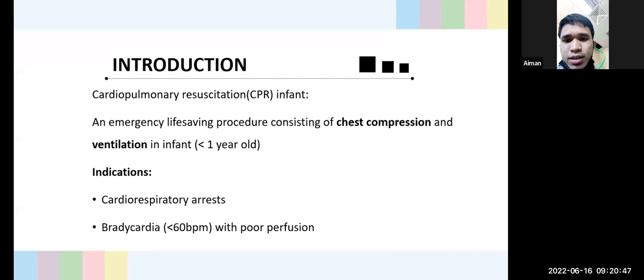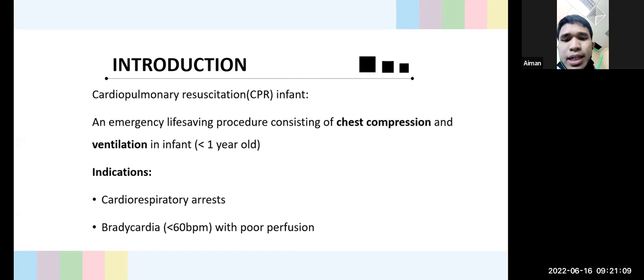So basically, some of it will be repetition from what was presented by Mashita just now. CPR is an emergency life-saving procedure consisting of chest compression and ventilation in infants, which is less than 1 year old.